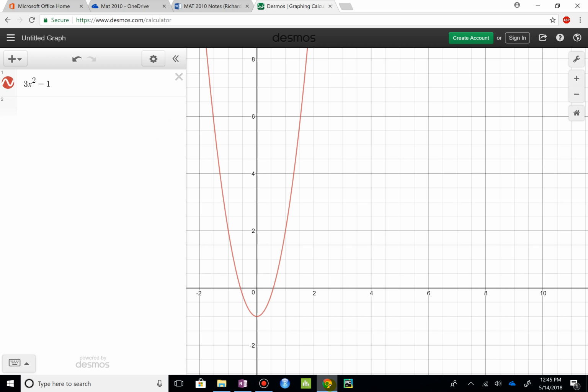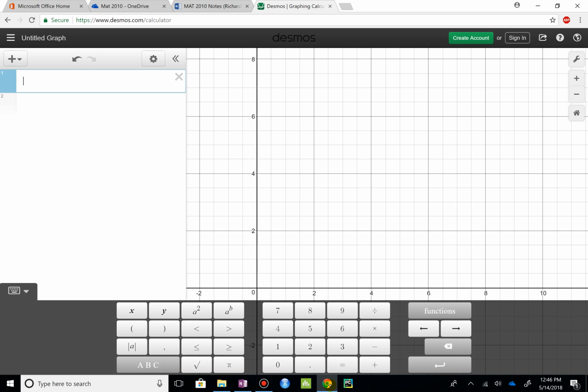So here we go. First things first, let's use Desmos again. I'm going to see if I can actually make an absolute value here. I'm going to need a keyboard of some sort. So let's do absolute value. We're trying to graph the absolute value of x, right?